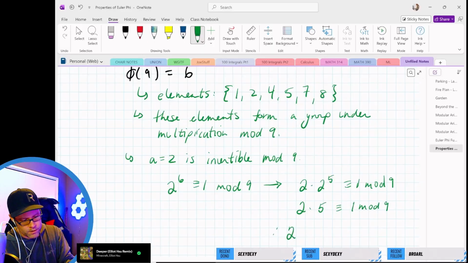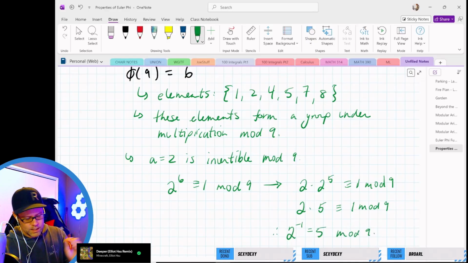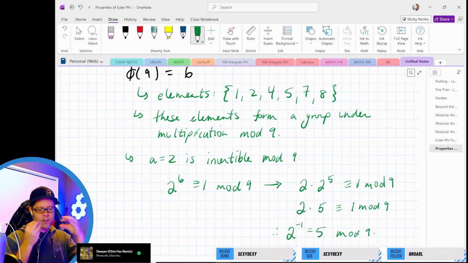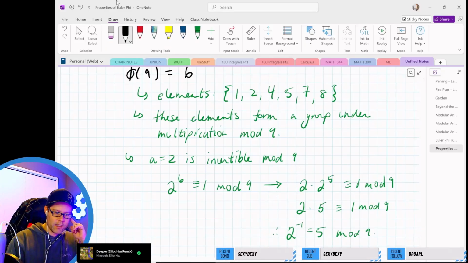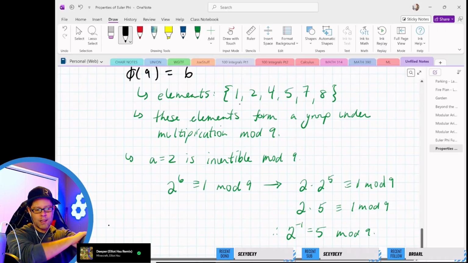So 2 inverse is 5. So 2 and 5 share this interesting property that if I multiply them together, I get 10, which is congruent to 1 mod 9. So these two numbers are inverses of each other in this mod 9 world. There's a really cool property that says since 2 is invertible, I can take this list of values and scale them all up by 2, and I'm going to capture all of the congruence classes again.